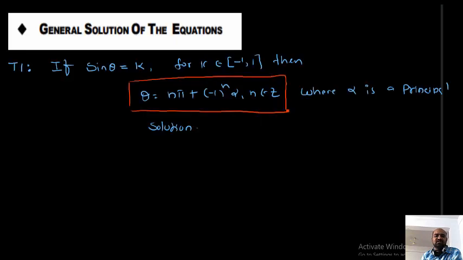I wrote here what I explained. General solution of sin theta equal 0 is n pi where n belongs to Z. General solution of cos theta equal 0 is (2n plus 1) into pi by 2 where n belongs to Z. General solution of tan theta equal 0 is the same, n pi, n belongs to Z. Should remember, this is very, very important.